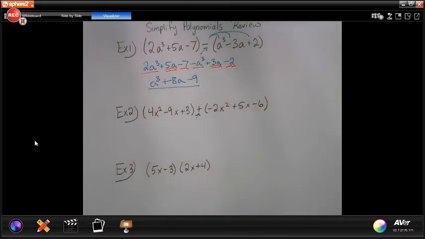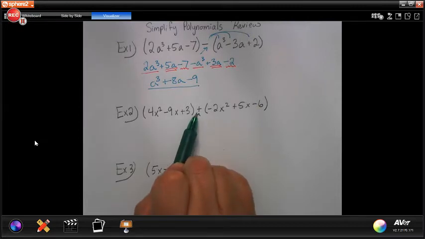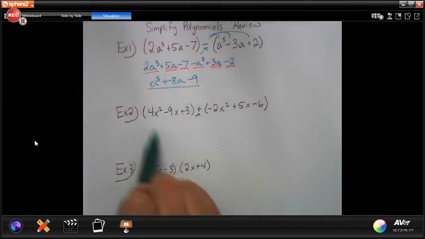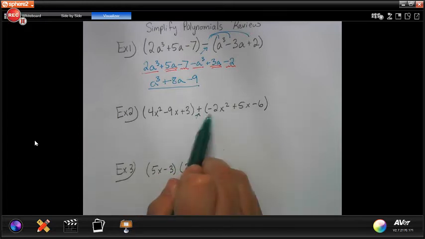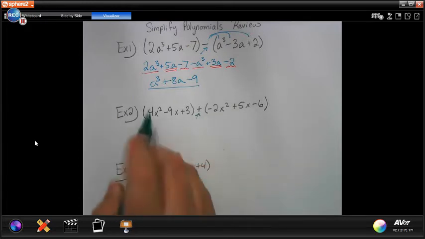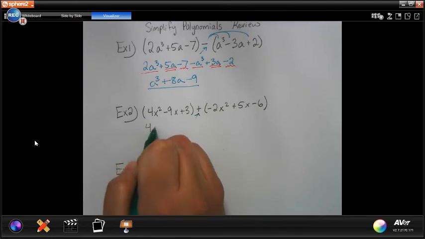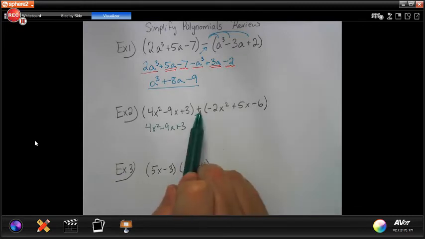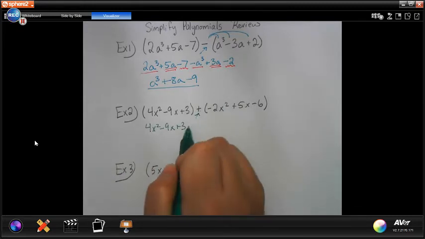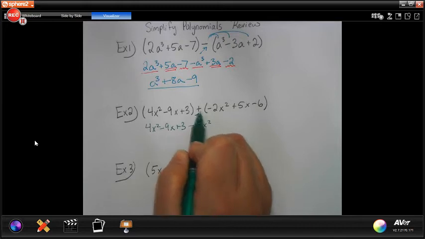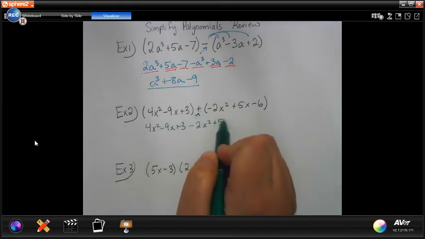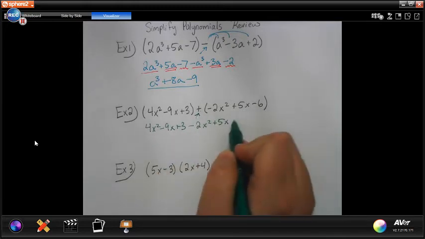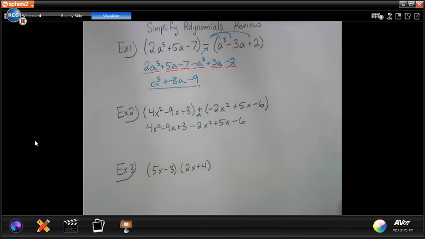Example 2, if you notice in between the parentheses, is a plus sign. That means we are not going to multiply the parentheses, we are going to add them. The adding applies to all the stuff after it, so it doesn't mean everything changes to a plus sign. So the first parentheses we just rewrite. And then we have plus a negative 2x squared, which is negative 2x squared. Plus a positive 5x, which is plus 5x. Plus a negative 6, which means minus 6. Basically, you just rewrite everything behind it.